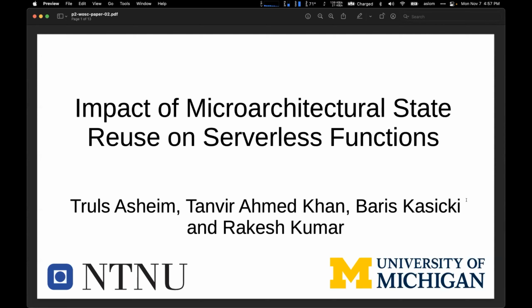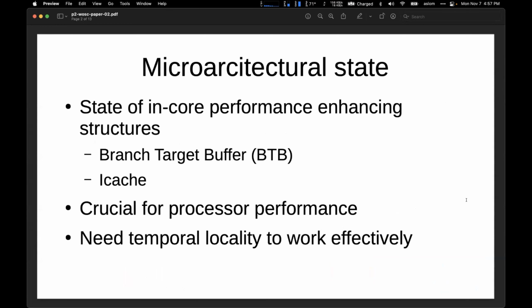Welcome to my presentation of our paper. I'll start by defining what we mean by microarchitectural states. By microarchitectural state, we refer to the state of in-core performance enhancing structures, primarily the branch target buffer that stores mappings between branches and their targets, and the instruction cache. These structures are crucial for processor performance, but they need temporal locality in the workloads that are executed in order to work effectively.